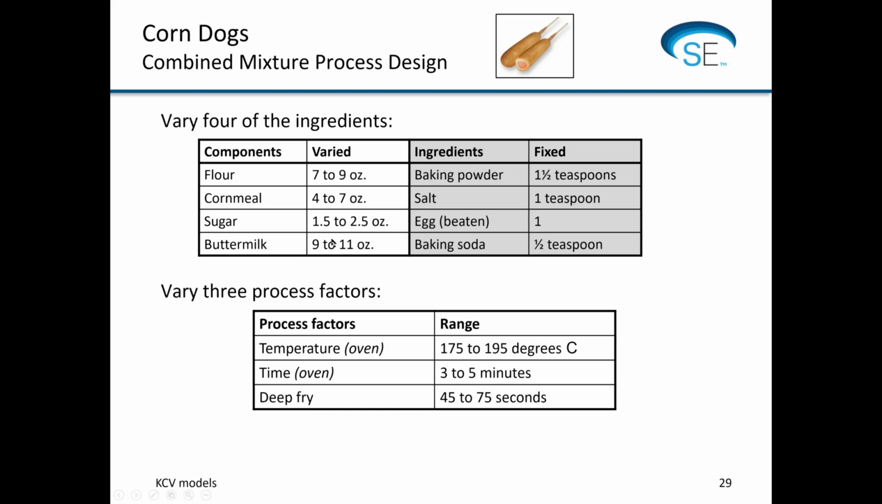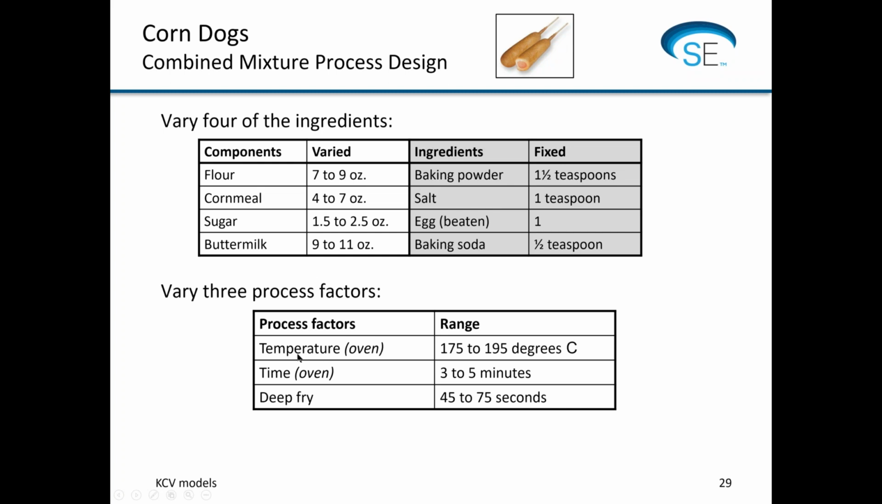Then we're going to add a constant amount of baking powder, salt, 1 egg, and baking soda. So these are fixed. These aren't going to vary. So we've got a 4-component mixture. And then we're going to look at 3 process factors.